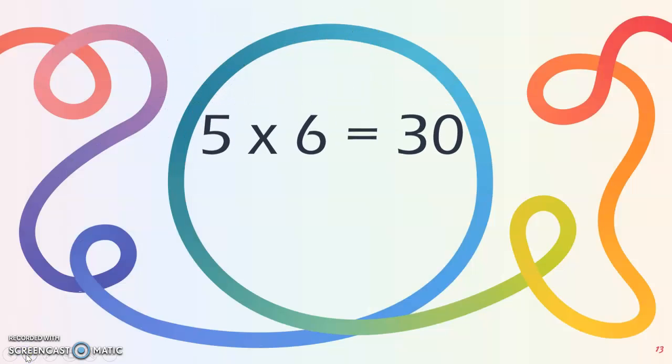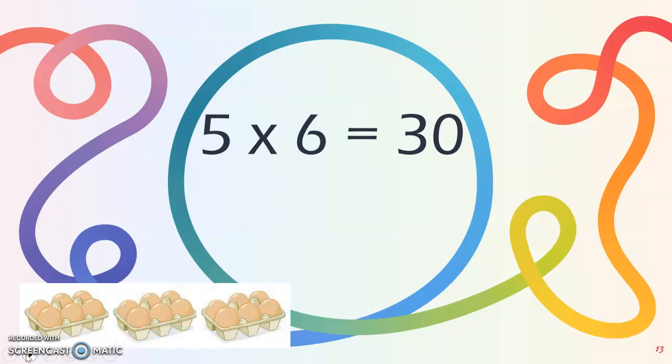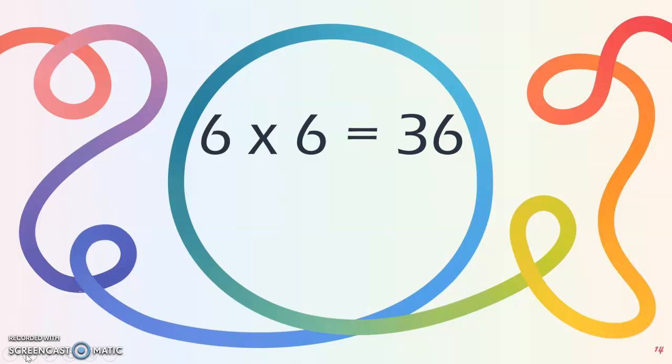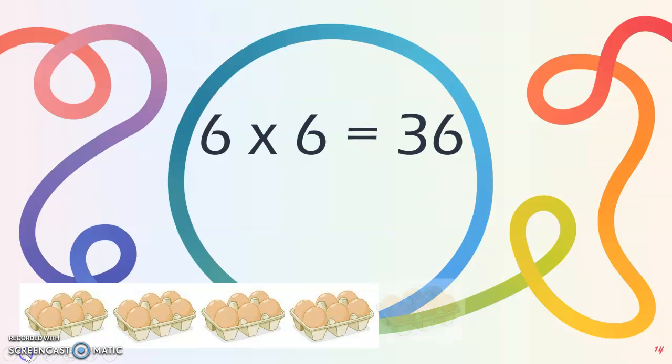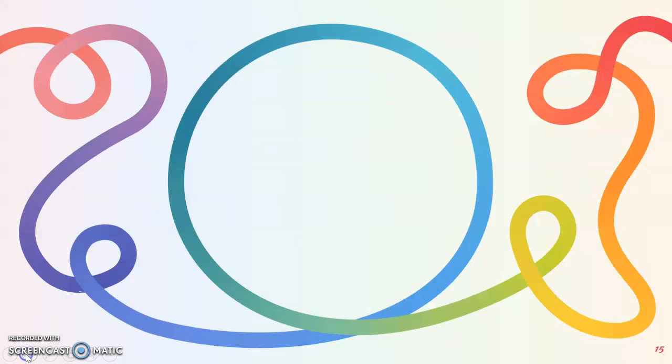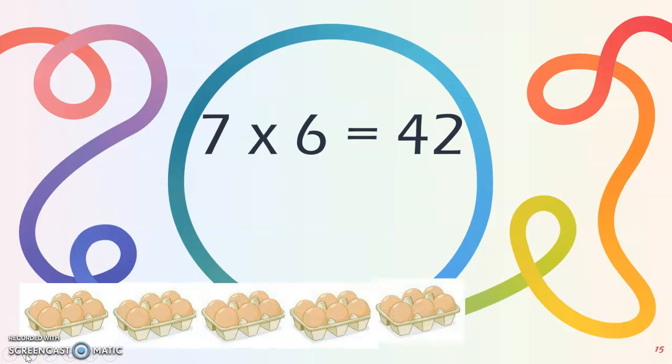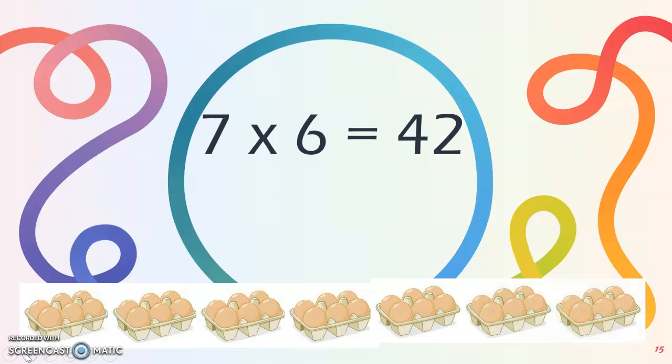5 times 6 is 30. 1, 2, 3, 4, 5. 6 times 6 is 36. So this time we need 6 boxes of 6 eggs. 36. 7 times 6 is 42. What a lot of eggs. This time it's 7 boxes of eggs. 42.